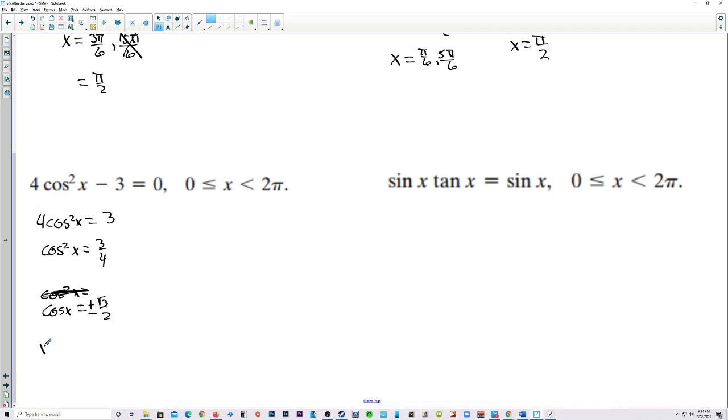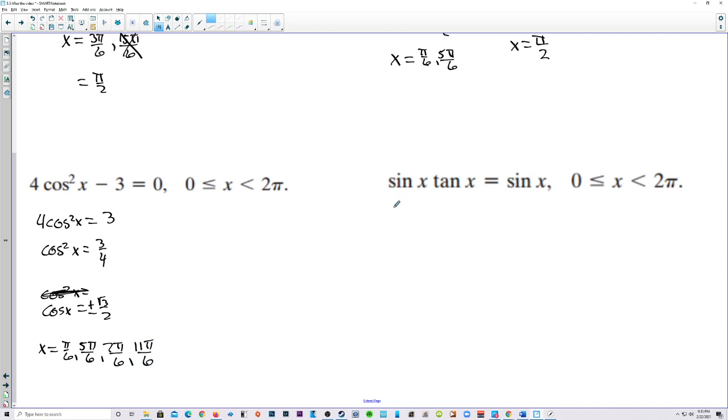Now we need to know where cosine is positive or negative square root of 3 over 2, and that's at the pi over 6's. So pi over 6, 5 pi over 6, 7 pi over 6, and 11 pi over 6.